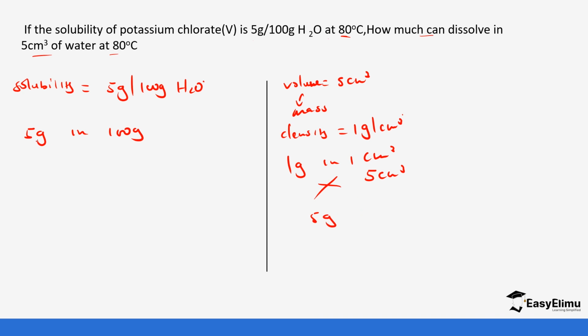So if 5 grams of the salt dissolves in 100 grams of the water, what about 5 grams of the water, how much salt will dissolve? So 5 grams times 5 grams over 100 grams, which gives us 0.25 grams of potassium chlorate.